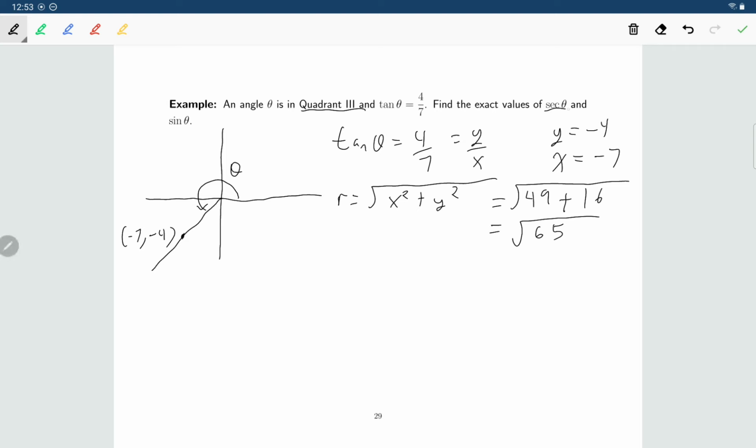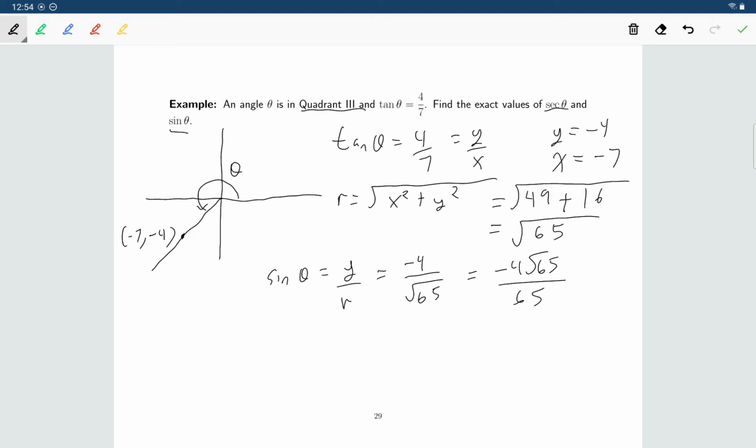We'd like to find both secant of theta and sine of theta. So let's do sine of theta first. That's just y over r. And the y value was -4, and r was root of 65. So we get -4 root 65 over 65 when we write this in simplest terms.